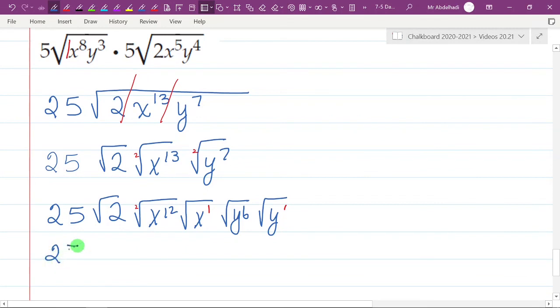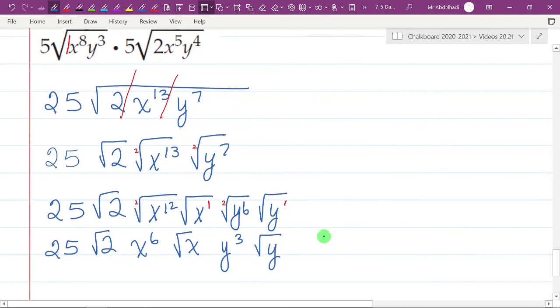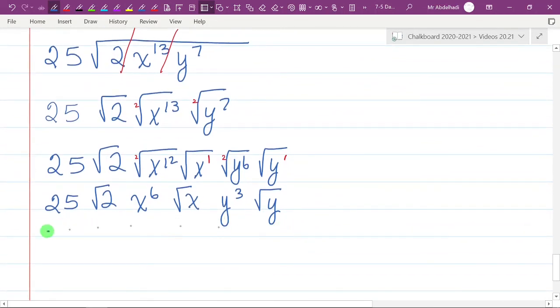So 25 is already done. Radical 2 is already done. This becomes x to the 12 divided by 2, which is x to the 6th. This can't go anywhere, so this is already done. Radical x here. This is going to be 6 divided by the invisible 2, so 3, y to the 3rd. And this is radical y. That's not going anywhere.